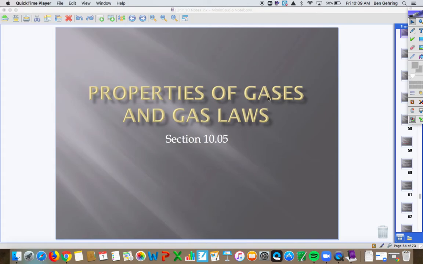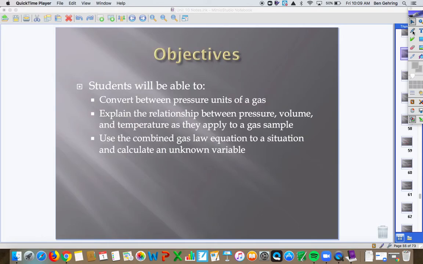Today we're going to talk about properties of gases and the gas laws that kind of go with them. So you're going to get some different terms today. Things you should be able to do when we get done with this lesson.